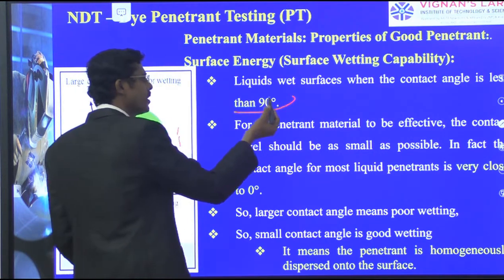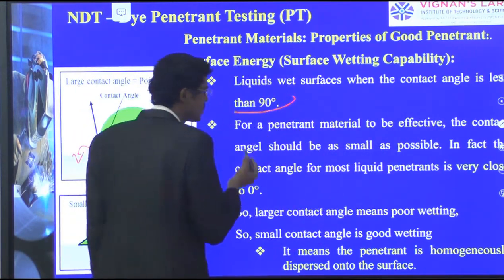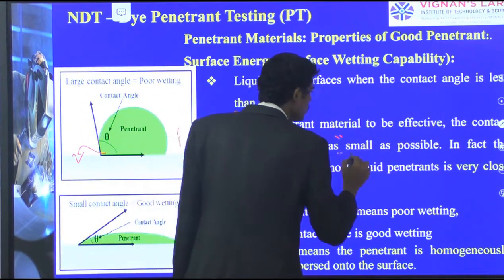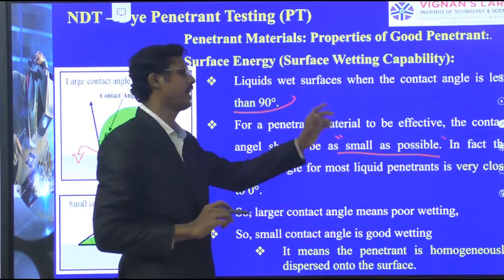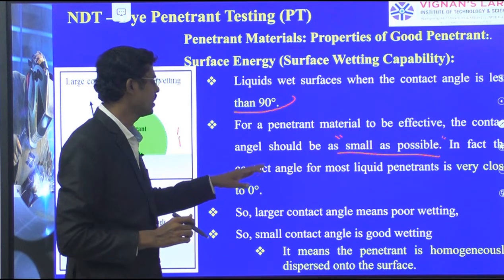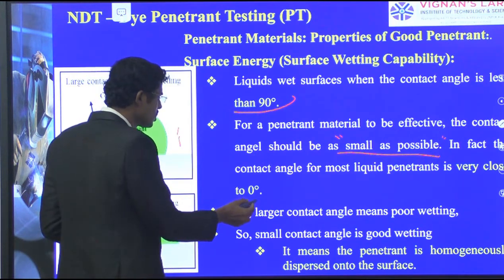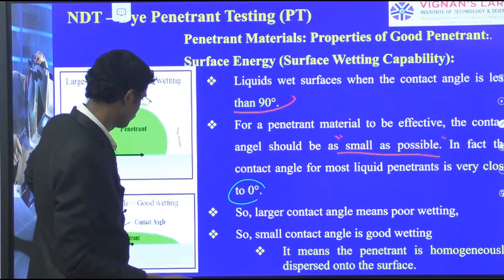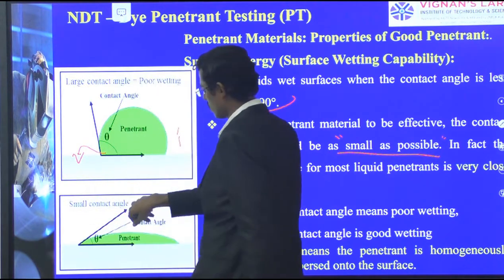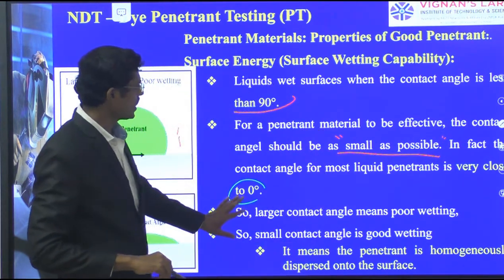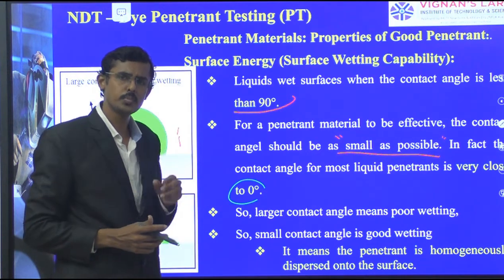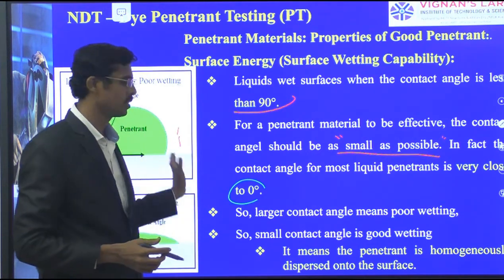So for a penetrant material to be effective, the contact angle should be as small as possible. In fact, the contact angle for most liquid penetrants is very close to 0 degrees. So the second image is very close. Small contact angle means good wetting. Large contact angle means poor wetting. That is what they have written there in the image itself.